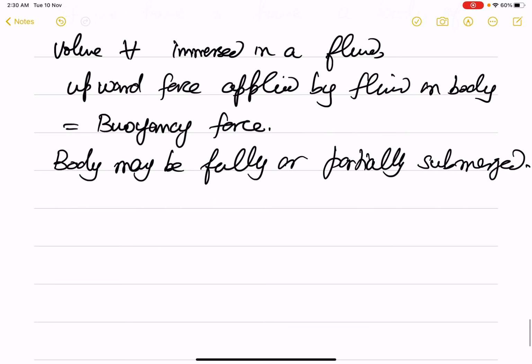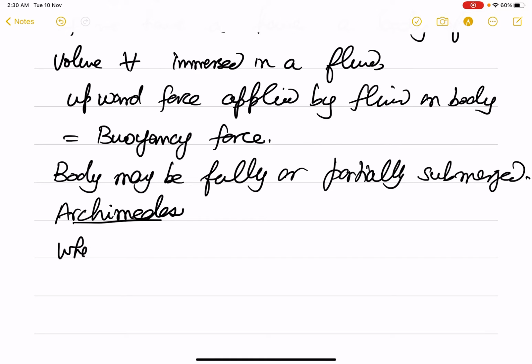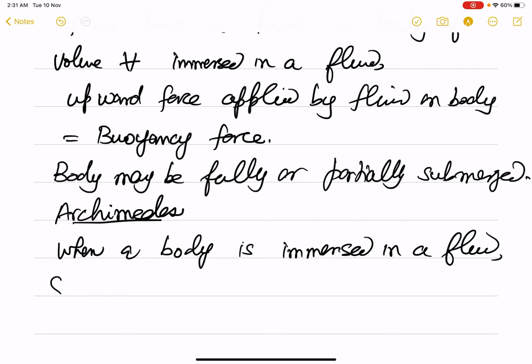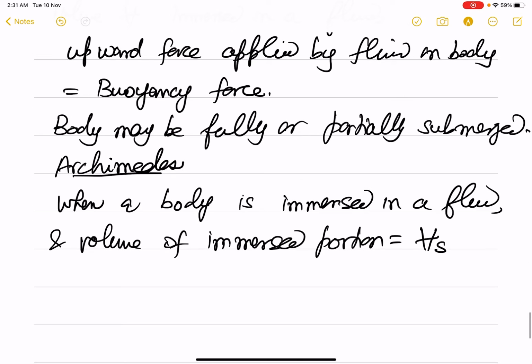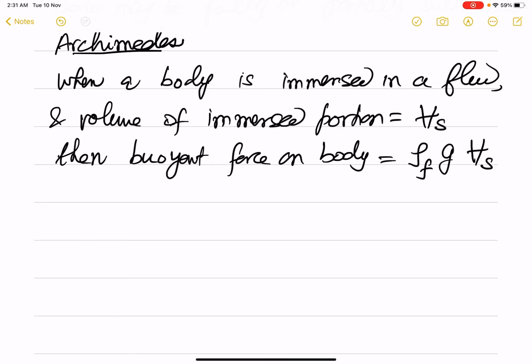And when we talk of buoyancy, the name we remember is that of Archimedes, who gave us the principle of buoyancy: when a body is immersed in a fluid, and the volume of the immersed portion is equal to Vs, then the buoyant force on the body is equal to rho of the fluid times g times Vs. This is Archimedes' principle.